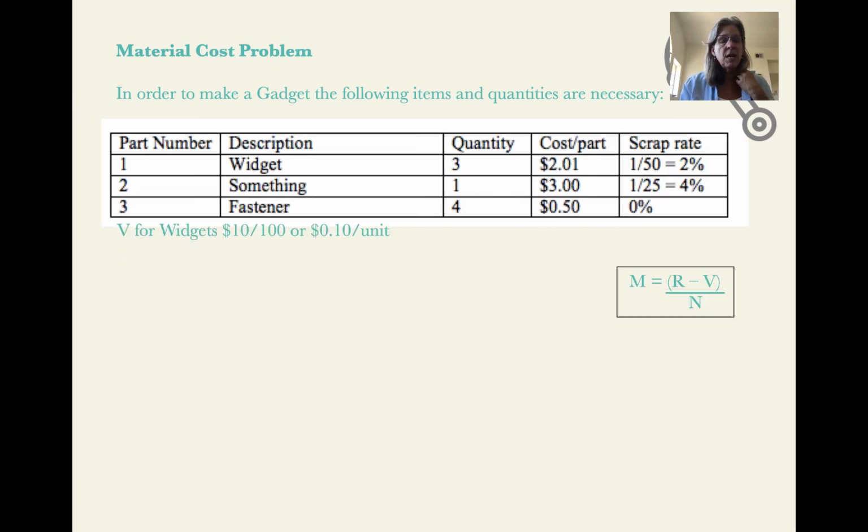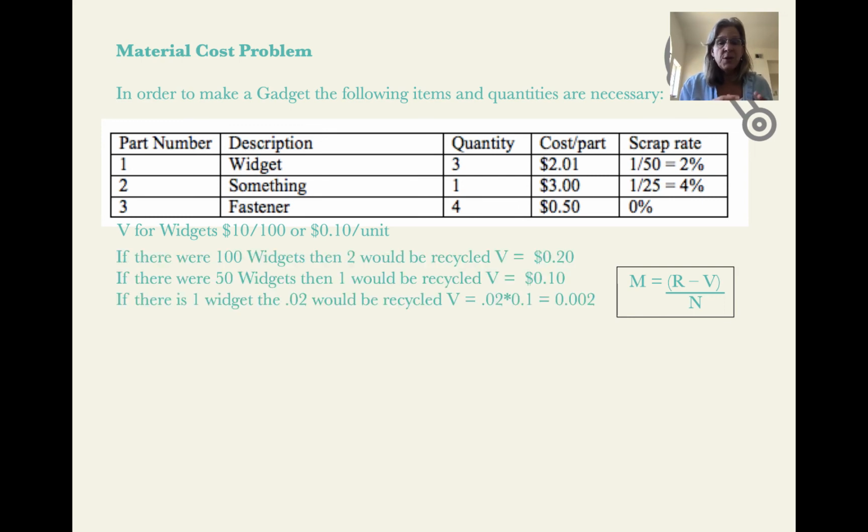So let's look at V. V is $10 per 100 widgets, or 10 cents per widget. Because we're using 1 unit as the batch, that is an important thing for us. Let's look at this difference associated with batch size. If we have 100 widgets, then two of them will be recycled. That's associated with the scrap rate: 2 in 100, which is 1 in 50, will be recycled.